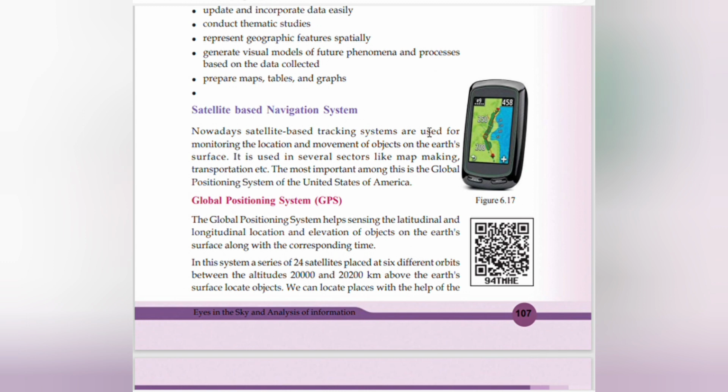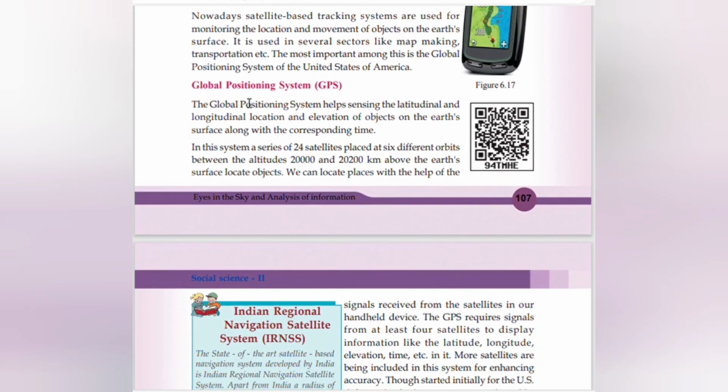Satellite-based navigation system. Nowadays, satellite-based tracking systems are used for monitoring the location and movement of objects on the Earth's surface. It is used in several sectors like mapmaking, transportation, etc. Most important among these is the Global Positioning System of the United States of America.